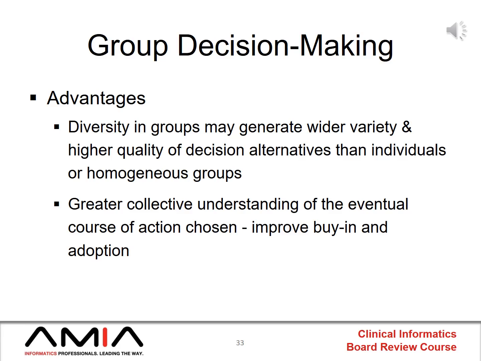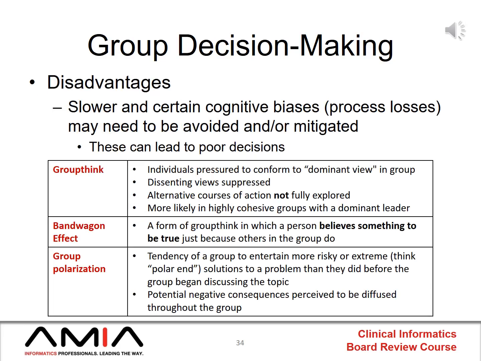In addition, decisions made by a group often have better buy-in from the group and adoption of the new workflow that comes as a result of the decision. The disadvantages, however, in group decision-making are that decisions made by a group typically take a longer period of time than with a single individual, and in addition, there are certain cognitive biases, which are also known as process losses in this literature, that may need to be avoided and/or mitigated.